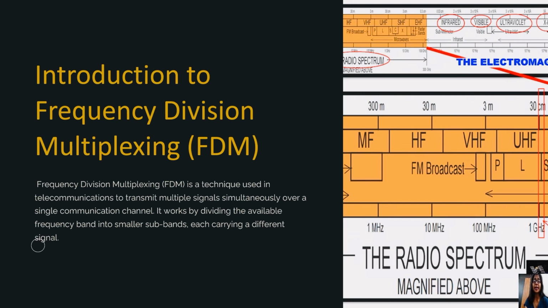It is a technique used in telecommunications to transmit multiple signals simultaneously over a single communication channel. It works by dividing the available frequency band into smaller subbands, each carrying a different signal. So frequency division multiplexing is a widely used technique in communications to transmit signals simultaneously.